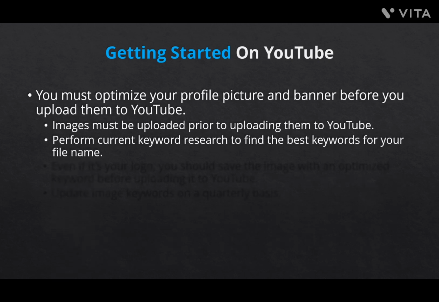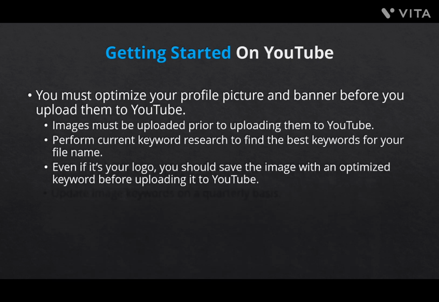Then, name and save your YouTube profile pic and banner with the most suitable keywords. Even if you're using your company logo, you must first name and save it with your relevant keywords. Even if you maintain the same profile pic and banner, update them both with new keywords on a quarterly basis.